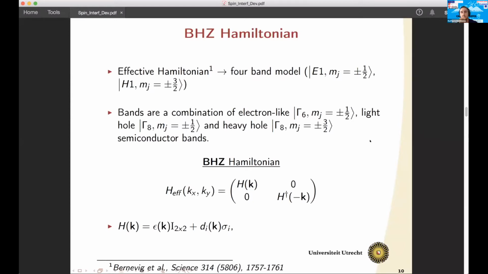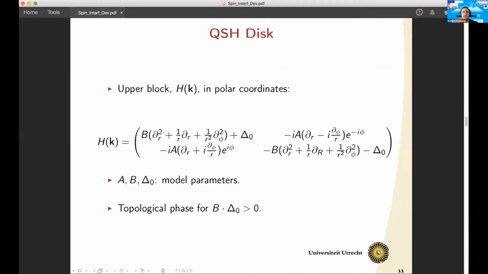called the Bernevig-Hughes-Zhang Hamiltonian, in which the basis states, these E1 and H1, are just combinations of electron-like, light hole, and heavy hole semiconductor bands. The Hamiltonian takes a block diagonal form in the absence of Rashba coupling. Since we're interested in the disk geometry, these blocks in polar coordinates look like this. Now A, B, and delta 0 are model parameters.